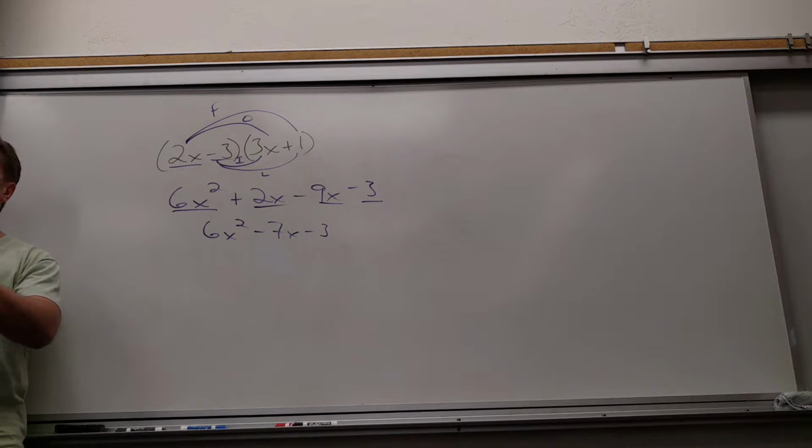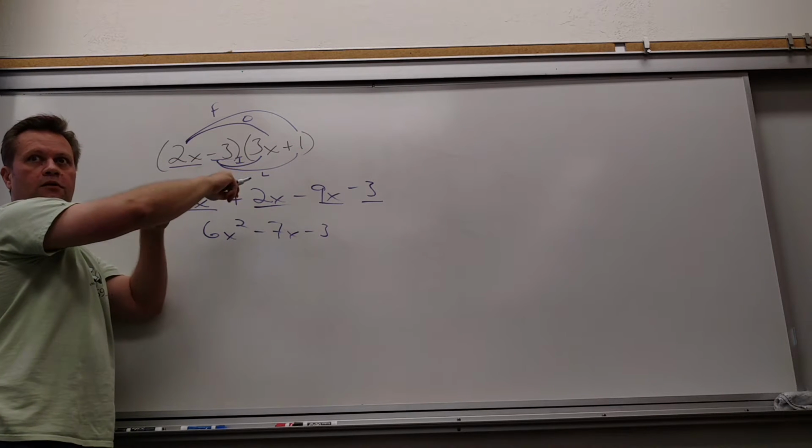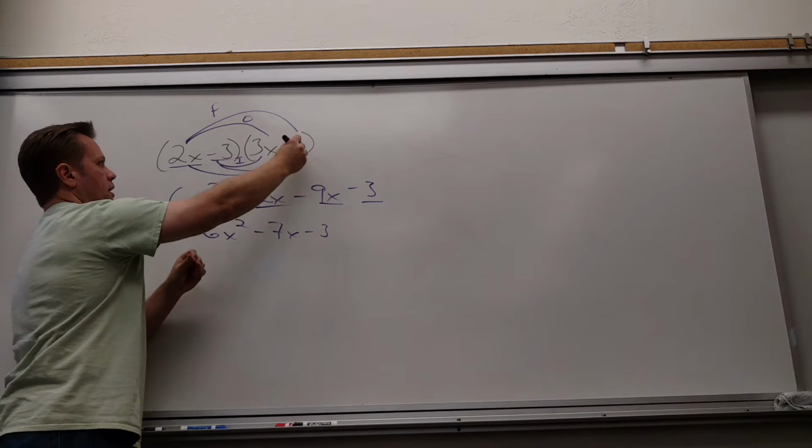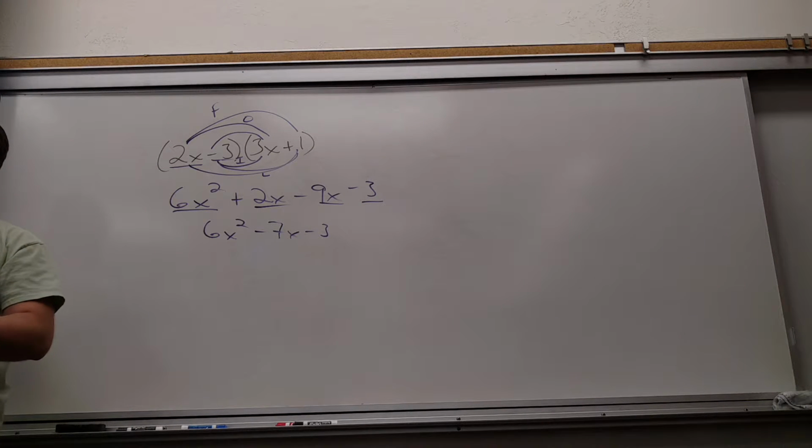So does everybody get that? Because I do sometimes get people telling me the answer is 6x squared minus 3. But then why didn't the 2x get to go to that? Why didn't the negative 3 get to go to that? You've got to do these cross terms also.